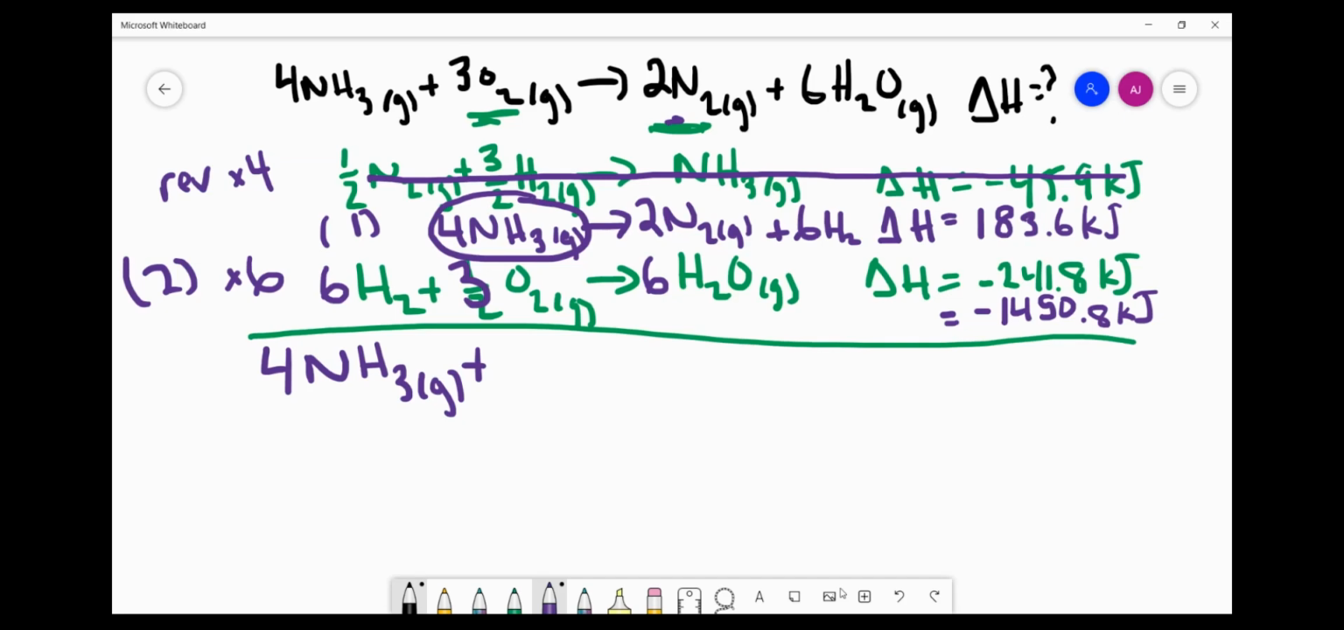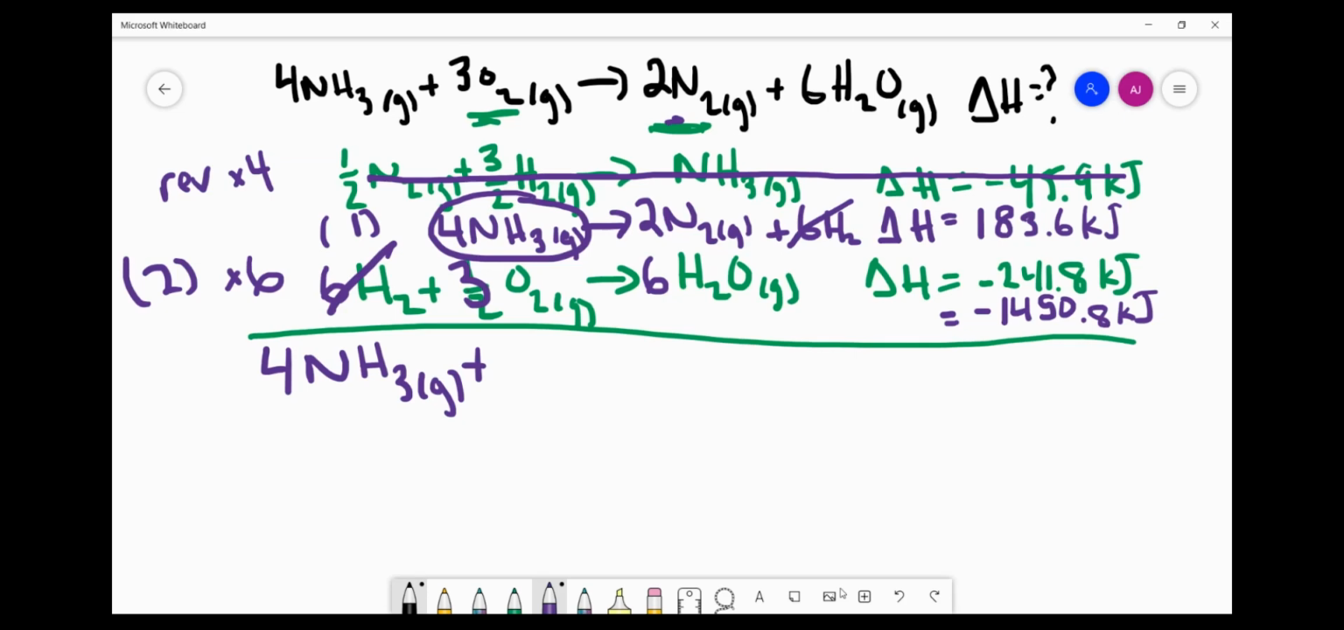6 hydrogens. In the second equation, I have 6 hydrogens. In the first equation, I have 6 hydrogens, but as products. So there's no net change to the hydrogens. So even though they appear in the individual reactions, if you look at the overall net change, there's no change in the hydrogens, so they don't appear.